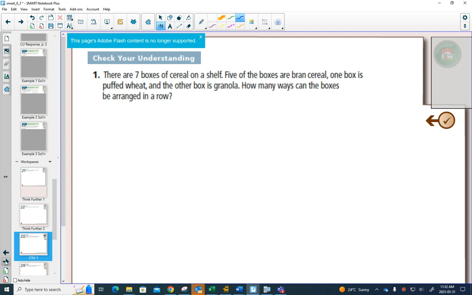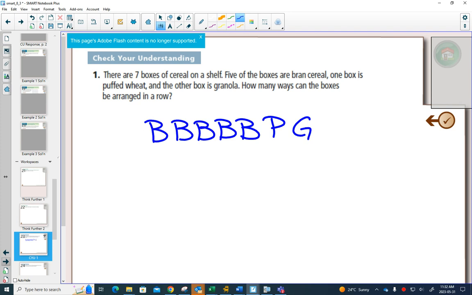Well, we need to order 5 boxes of bran, 1 puffed wheat, and 1 granola box. So this is like a Mississippi question, but instead of the word Mississippi, we just have to rearrange those letters. So if all the letters were different, it would be 7 factorial. But because you have 5 identical B's, you would have to divide by 5 factorial.